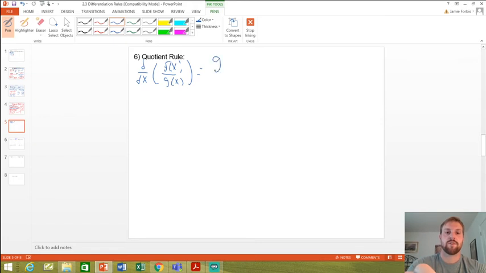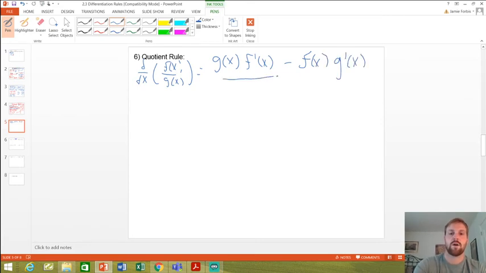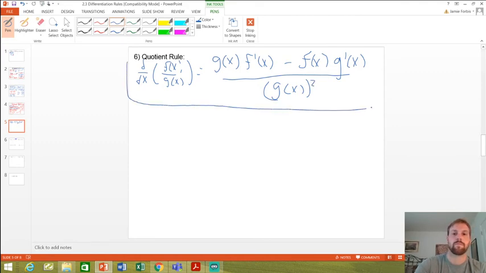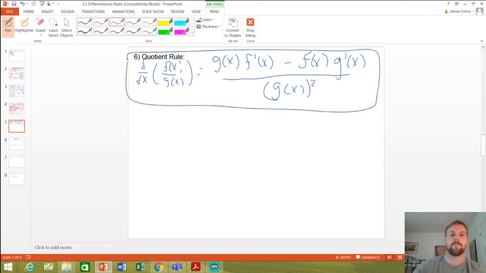It's the bottom function times the derivative of the top function, minus the top function times the derivative of the bottom function, all over the bottom function squared. And I didn't mean to write derivative, I'm sorry. The bottom function squared. Okay. Now, that looks like a lot.